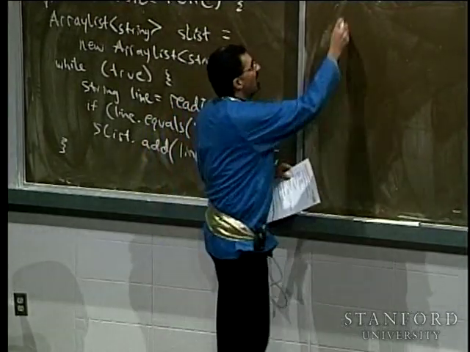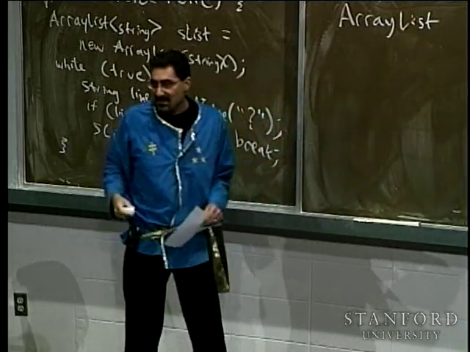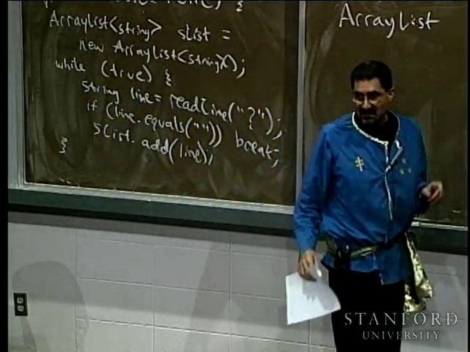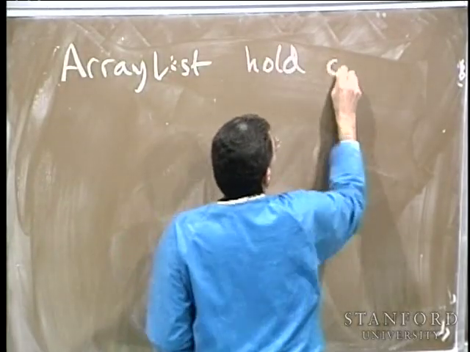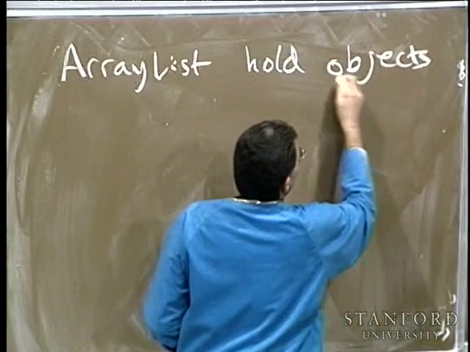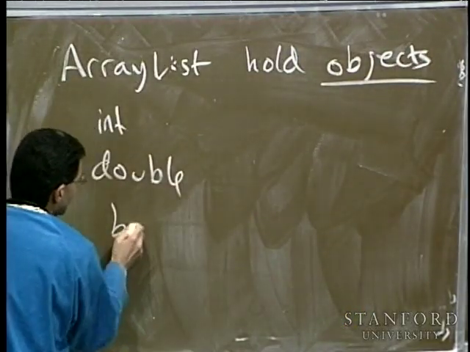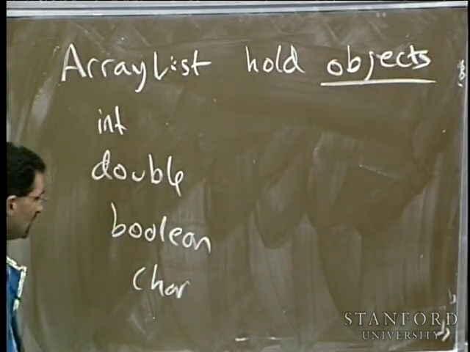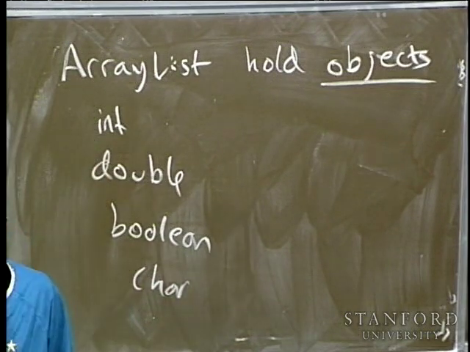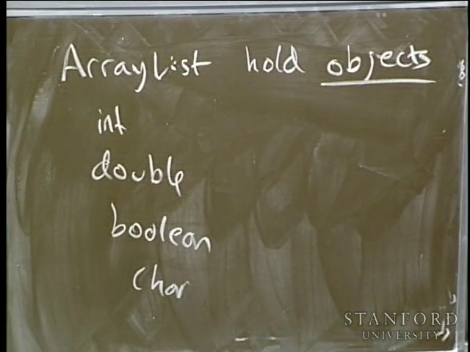Here's the funky thing about array lists. An array list as a template can only be instantiated, which means its type can only be specified to be object. So array lists hold objects. As we talked about in the past, int, double, boolean, and our friend the little char, which always comes at the end, just kind of struggling along, are not objects. They're primitive types. So I, in fact, cannot have an array list of int. If I try to say ArrayList<int>, I get an error because an int is not an object.